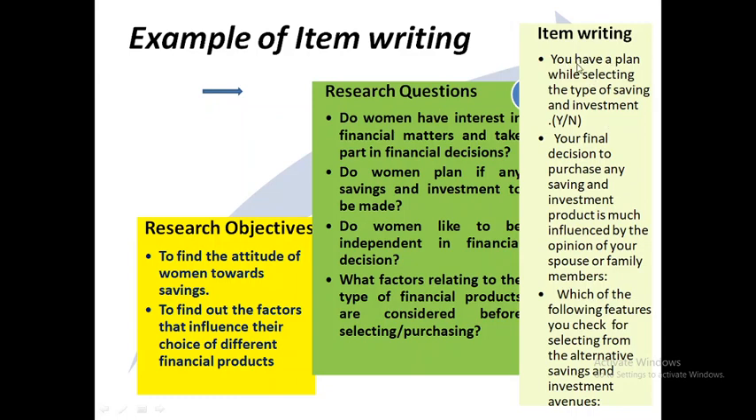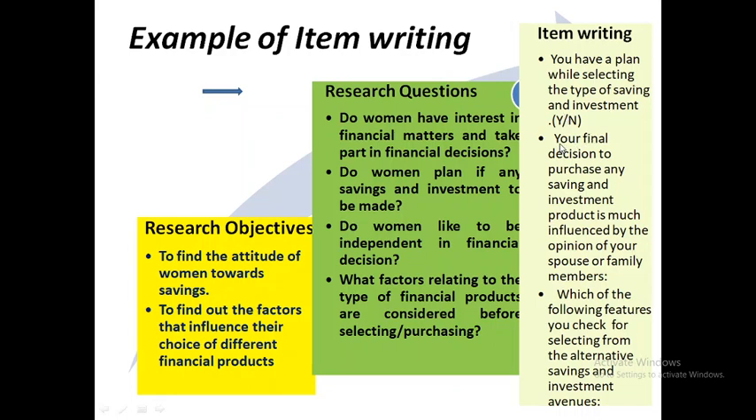See, this question is not in interrogative form. This is like a statement. You have a plan while selecting, or you can put it in interrogative form also: do you have a plan while selecting the type of saving? And the options given are yes or no. We have already discussed dichotomous close-ended items. So this is a dichotomous close-ended item, because there are two categories of response, yes or no. Now say, besides yes or no, another option is given, say refuse to answer. That time it will become a multiple response close-ended item.